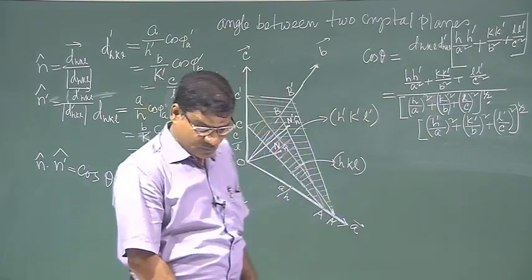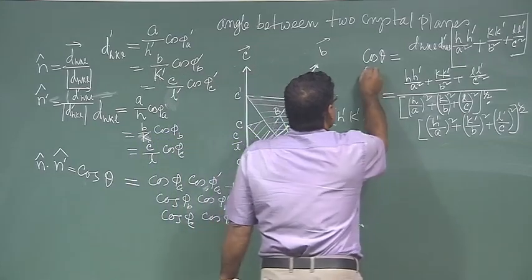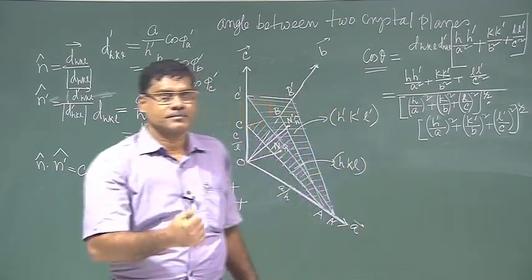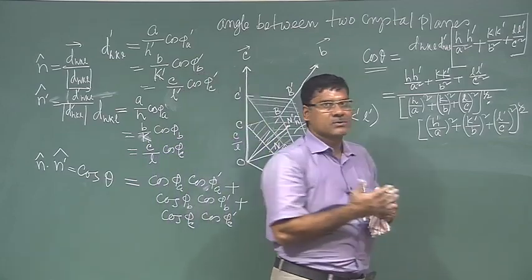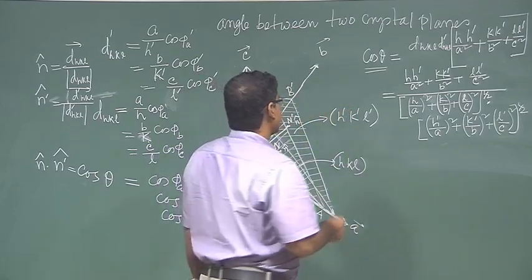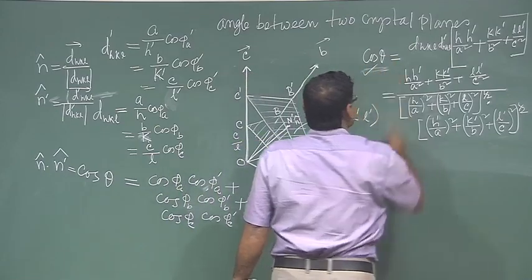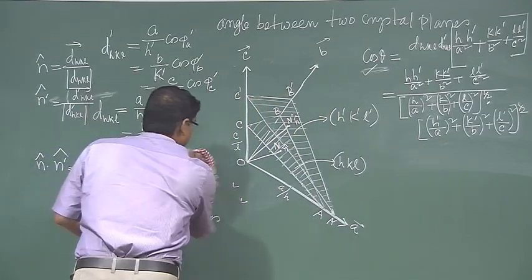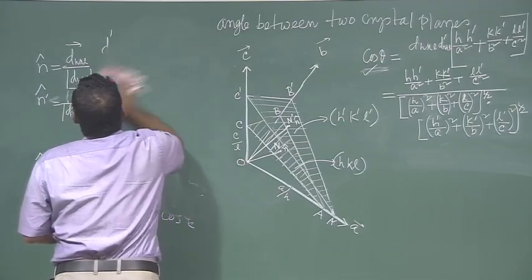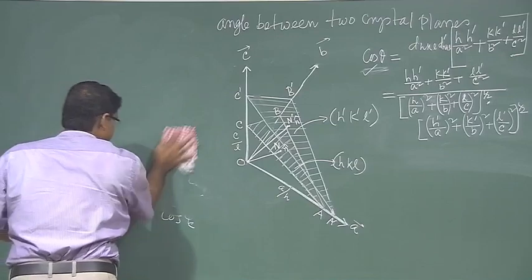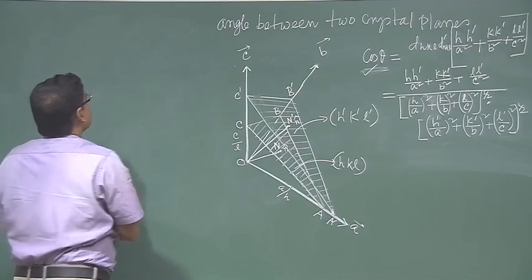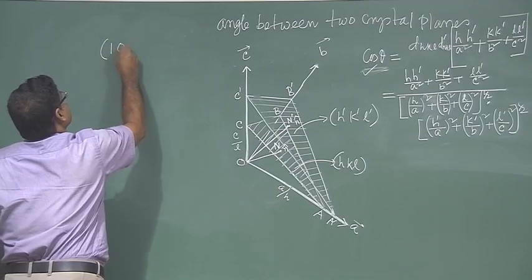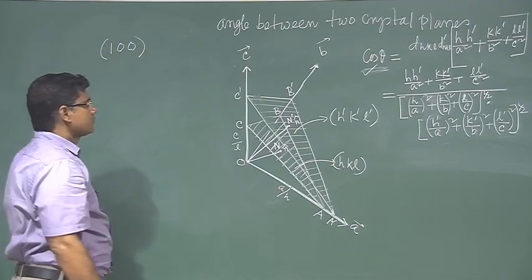Now in a crystal plane, what is the planar spacing? What is the angle between these two planes? For that we have an expression, so one can easily find out. So, if I ask you to find out the planar spacing for a plane, say the 1 0 0 plane, okay.